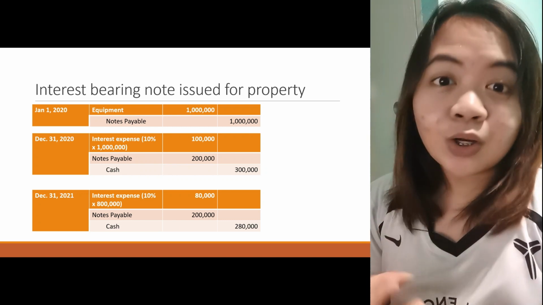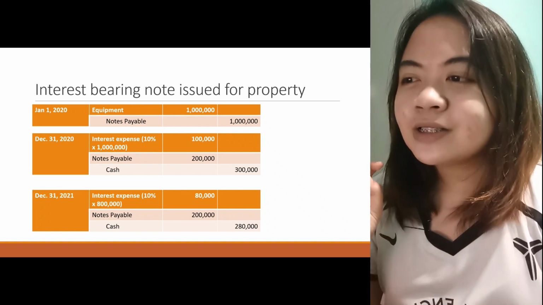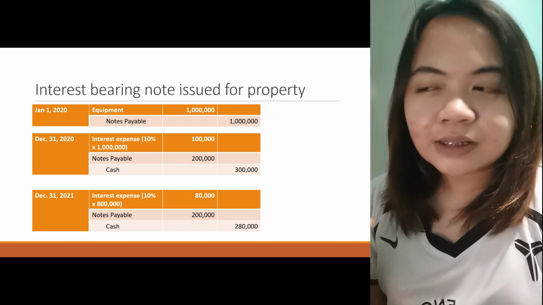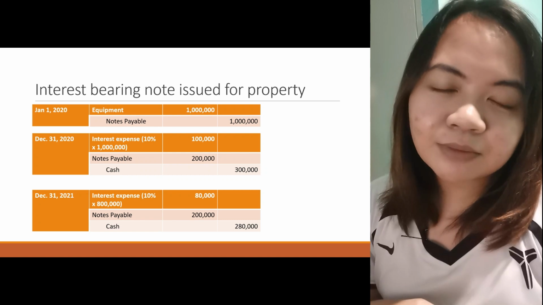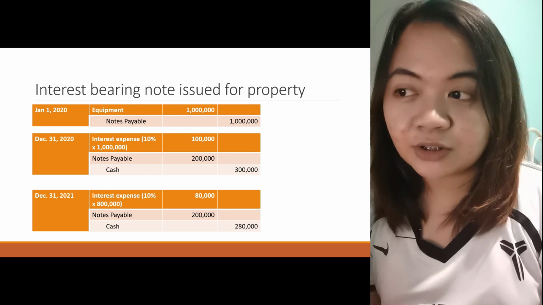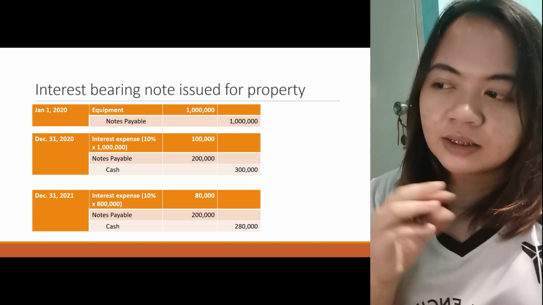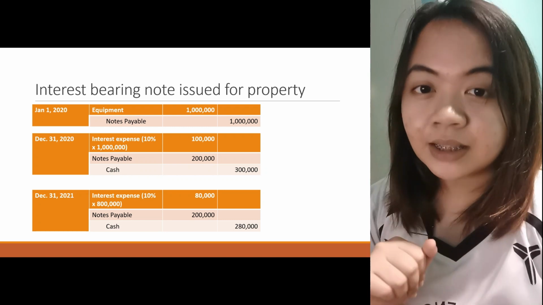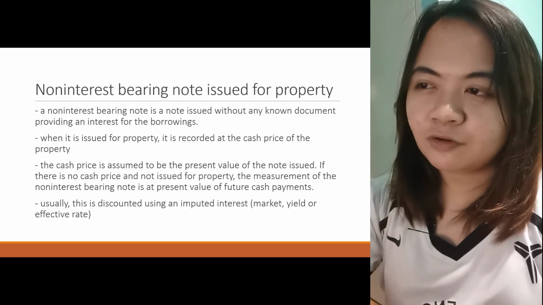So, lumiliit na lumiliit. Also, the interest, because 10% daw yung interest on the unpaid balance, okay? So, lumiliit yung interest din, okay? So, on December 31, 2021, also, you have to recognize interest expense, pero 10% na siya ng 800,000, okay? Saan galing ma'am yung 800,000? That's the remaining unpaid balance of the notes payable na binawasan mo last year ng 200,000 kasi nag-installment payment ka na. Okay, so interest expense, 80,000. Debit notes payable, 200,000 ulit kasi 5 equal installments eh. Okay, and then credit cash, 280,000. Okay? So, interest-bearing note issued for property.